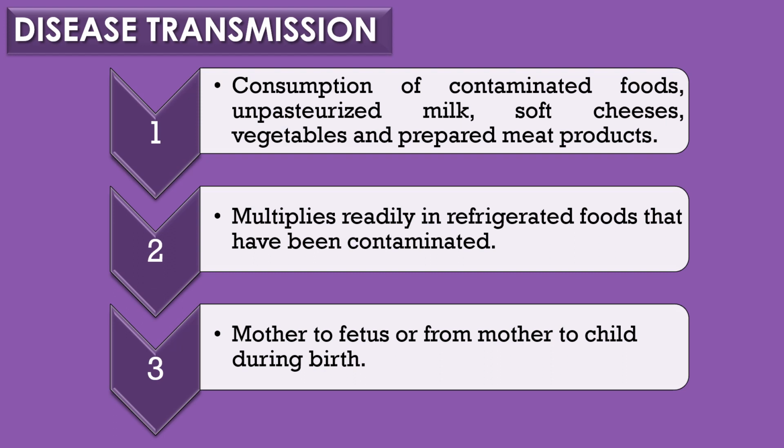Disease transmission of Listeria monocytogenes. Listeriosis infection in humans occurs through the consumption of contaminated foods, particularly unpasteurized milk, soft cheese, vegetables and prepared meat products. Unlike most foodborne pathogens, Listeria multiplies readily in refrigerated foods that have been contaminated. Transmission is also possible from mother to fetus or from mother to child during birth.